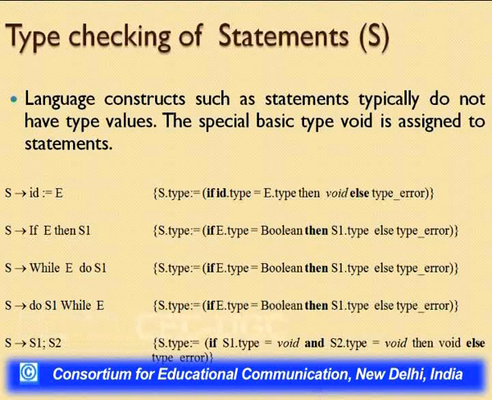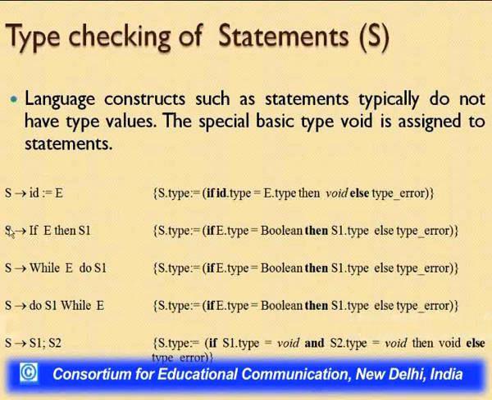So if you have a situation where the left hand side type and the right hand side type do not match, then in that case we'll simply say that the type of this statement is not void, it's an error. Same has been specified in this rule. S dot type is equal to void if this happens, else it will be type error. So the answer comes from this parenthesis.